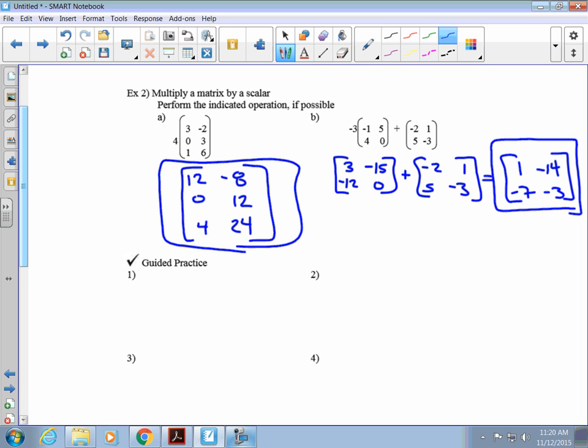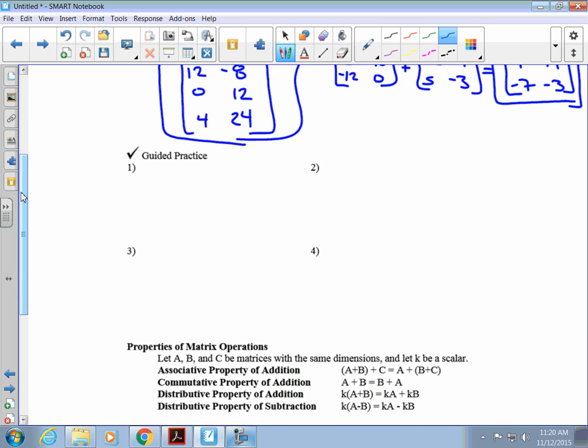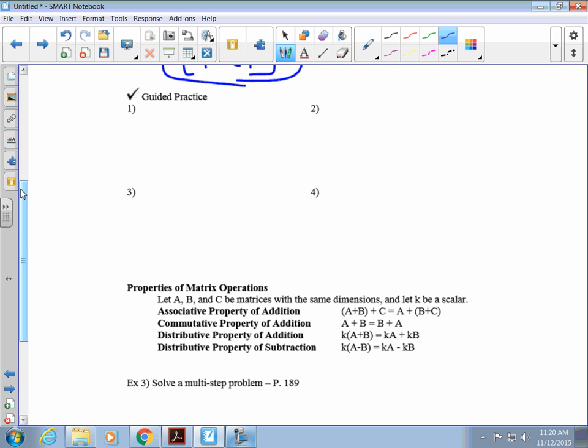So the next thing that we're going to look at is some guided practice problems. If you'd get your books open to page 188, there are 4 guided practice problems on there. So why don't you go ahead and get your books open and do those problems. Go ahead and pause the video, and then you can hit play when you're ready to move on.